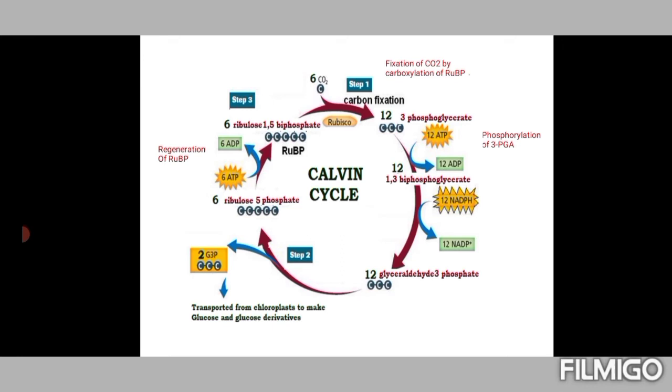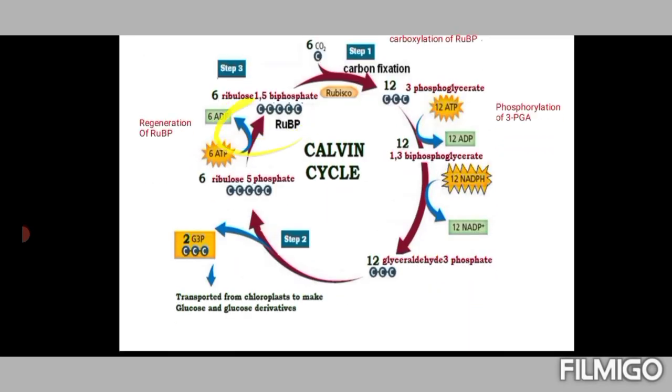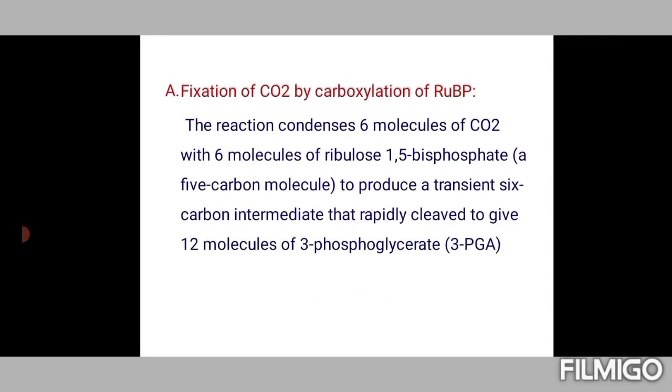So out of 12, 2 go for condensation here, and the rest of the 10 molecules are used for the regeneration of RuBP. So that forms a cyclic process. RuBP regeneration involves conversion of 10 molecules of glyceraldehyde 3-phosphate to ribulose 5-phosphate. Then 6 molecules of ATP are further used up for step-by-step regeneration of 6 molecules of ribulose 1,5-biphosphate like this. And this is further illustrated here.